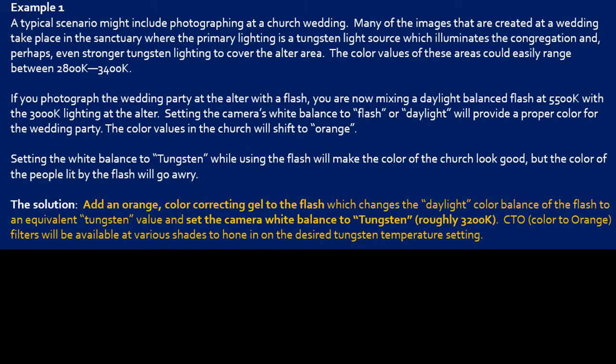We're going to put that CTO filter on our flash, which is now going to make our flash look more like a tungsten light, and we're going to set the white balance on our camera to the tungsten setting or to approximately 3000 or 3200K on our Kelvin settings in our camera, so that now everything's balanced when we shoot and we don't have that mixed lighting problem.